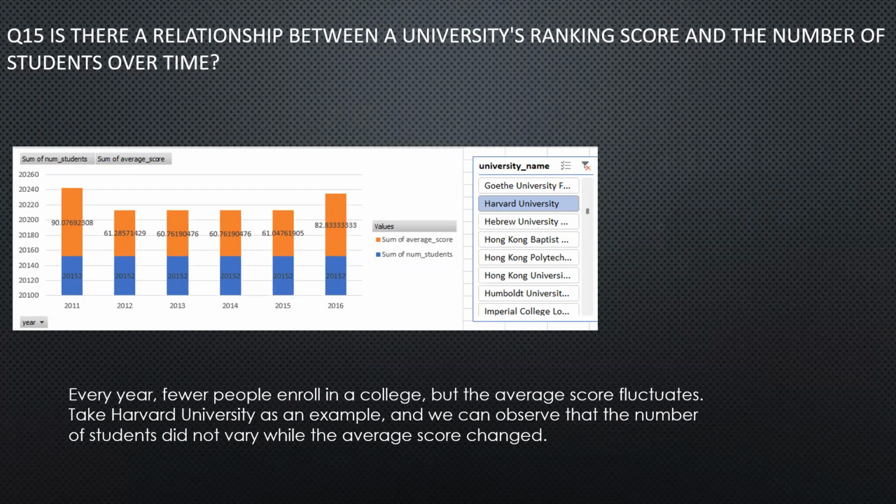Is there a relationship between a university's ranking score and the number of students over time? Basically, no students remain for a college every year, but the average score changes every year. Like here in the image, for example, Harvard University. Here we can see that Harvard's number of students did not change, while there were changes in the average score. So yeah, it changes quite a little bit of things.